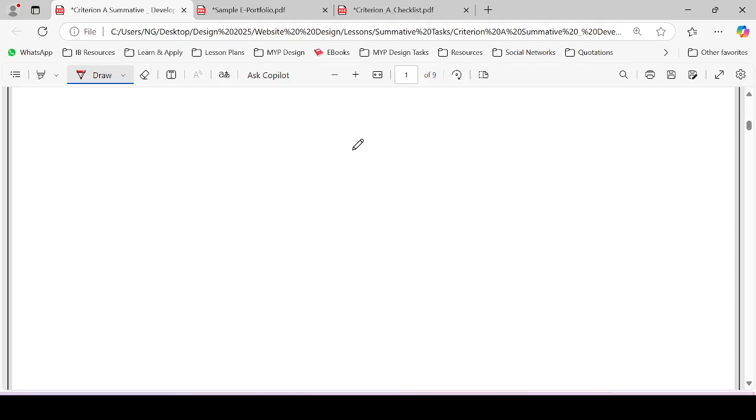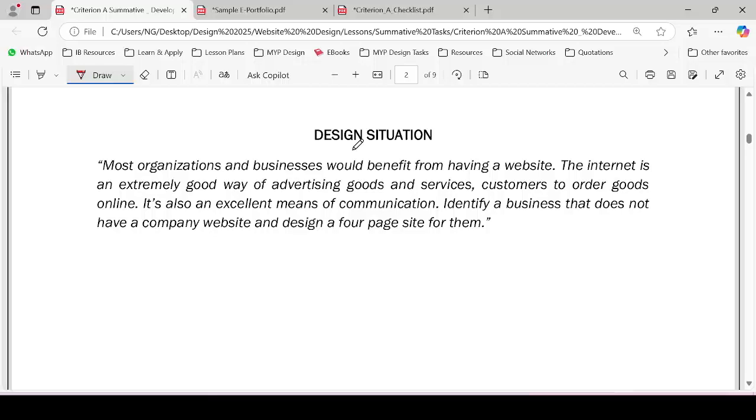Now, you are provided with a scenario or a design situation that will give you a profound scope of your research. Here it reads, most organizations and businesses would benefit from having a website. The internet is an extremely good way of advertising goods and services. So the situation is about advertising, creating an online visibility of a business that is still doing things locally, with customers able to order goods online. It is also an excellent means of communication.